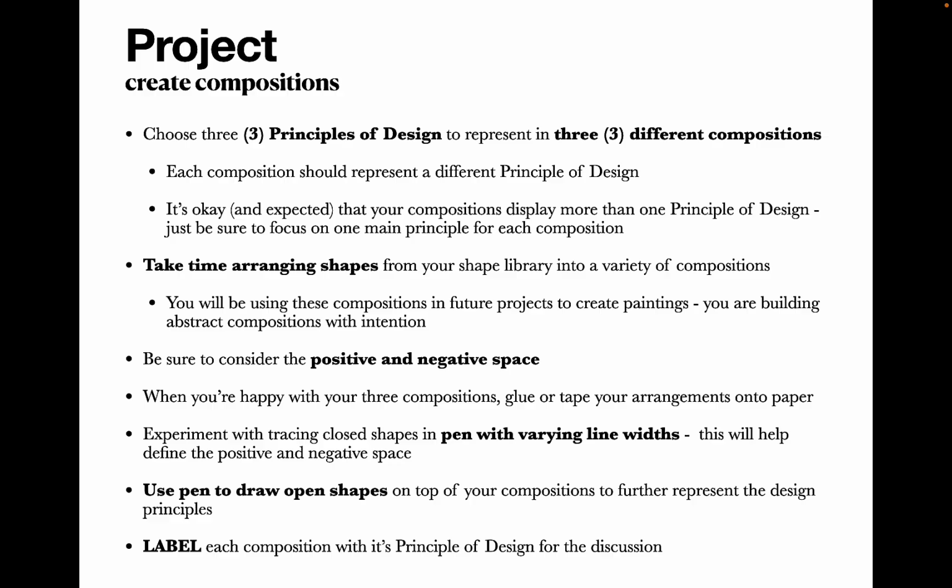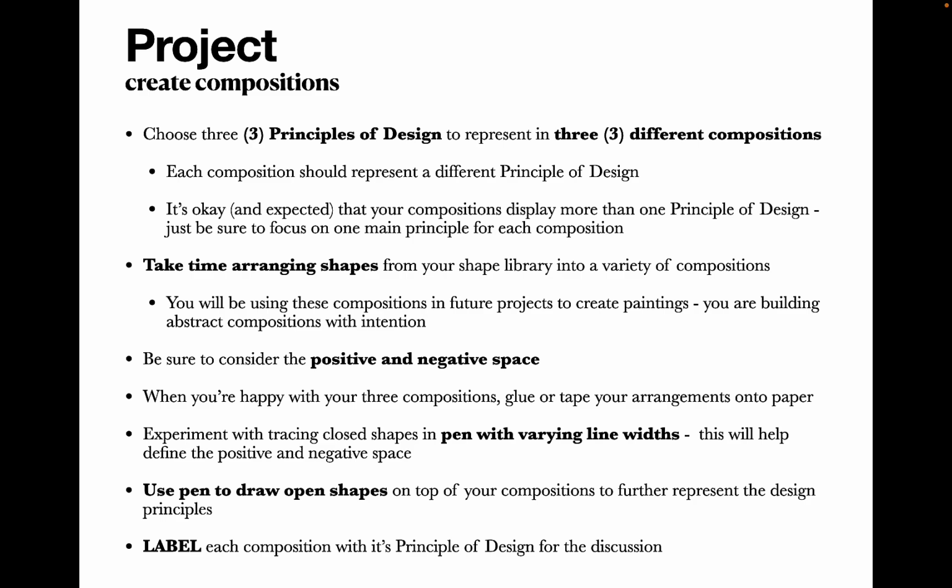You're going to be using these compositions in some future projects to create paintings. So they're going to be like your reference that you will make a painting of. You're not painting on top of it, you're making a separate painting, but looking at these compositions as a starting point. So you're building abstract compositions with intention. We're not just creating something out of nothing, we're really thinking about the structure, the building blocks of your composition. Remember to think about both positive and negative space in your compositions. That's really important. And then when you're happy with your 3 compositions, you can glue or tape them onto paper.